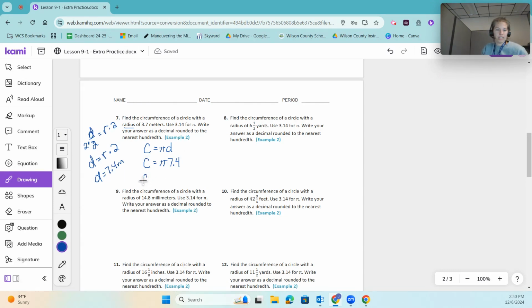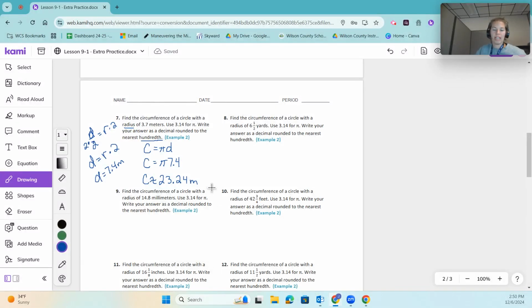And we are going to get circumference is approximately 23.24, because we're rounding to the nearest hundredth. I actually got 23.236, and that 6 rounded the 3 up. So it's approximately equal to 23 and 24 hundredths meters.